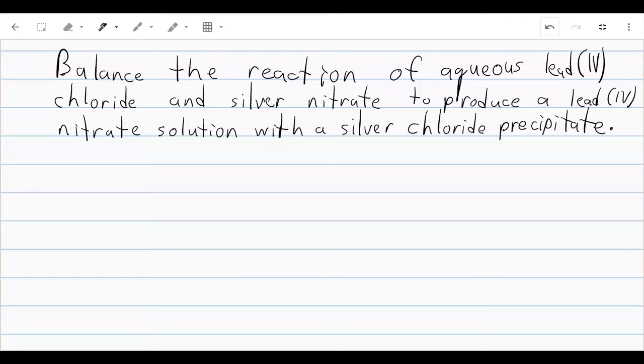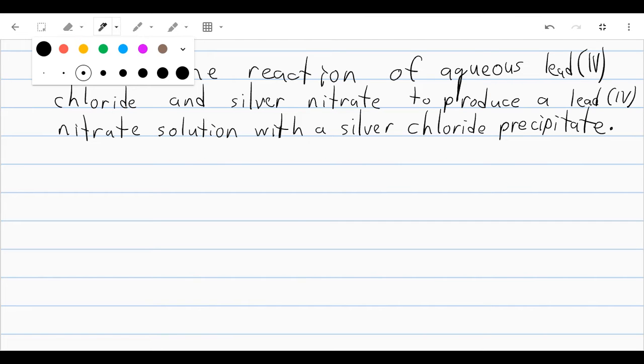In this sample problem, we are asked to balance the reaction of aqueous lead-4 chloride and silver nitrate to produce a lead-4 nitrate solution with a silver chloride precipitate. So here we have two compounds reacting to form two other compounds. We're going to start it off the exact same way that we did before.